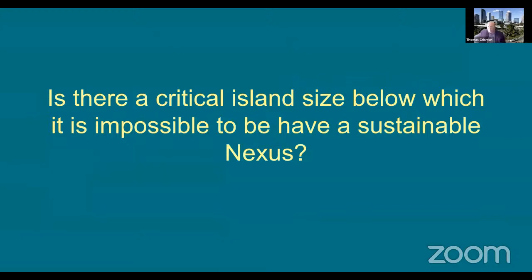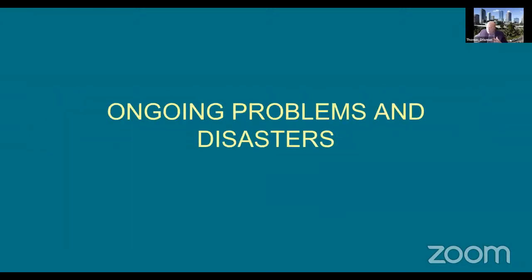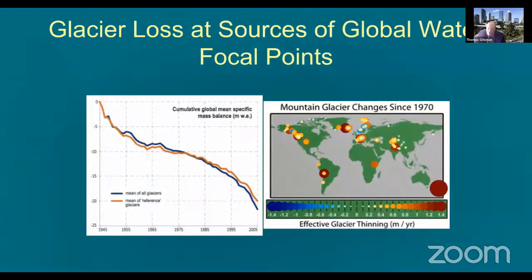So the work that we're doing now is to determine if there's a critical island size below which it is impossible to have a sustainable nexus. And we're now looking at Dominican Republic, Cuba, and Puerto Rico in this regard, and I can report on that at a later date. So we have a number of things that are going on right now, this past month, that have really come to the news and said that we are at a critical point where water sustainability is collapsing globally. We're looking at a series of areas in the world which are focal points for water production.